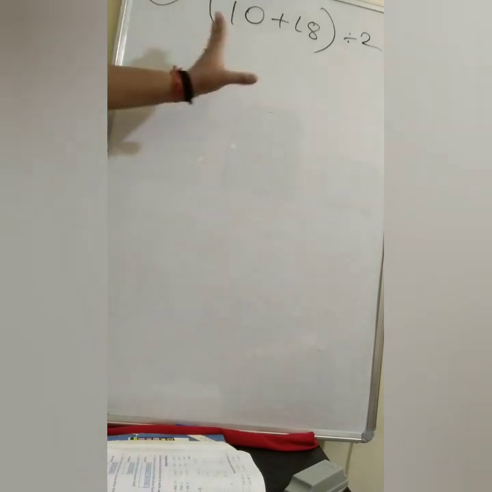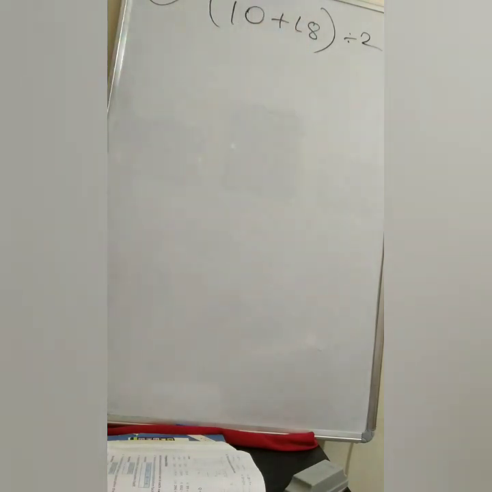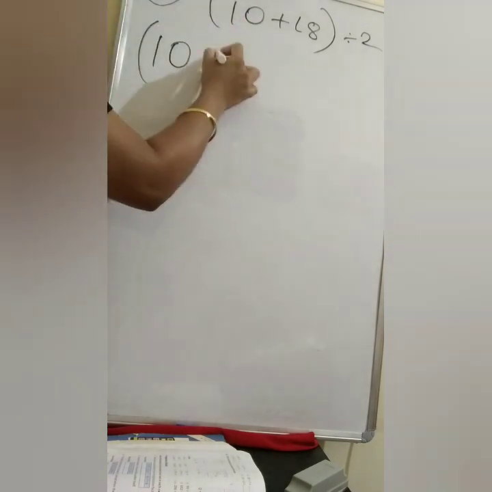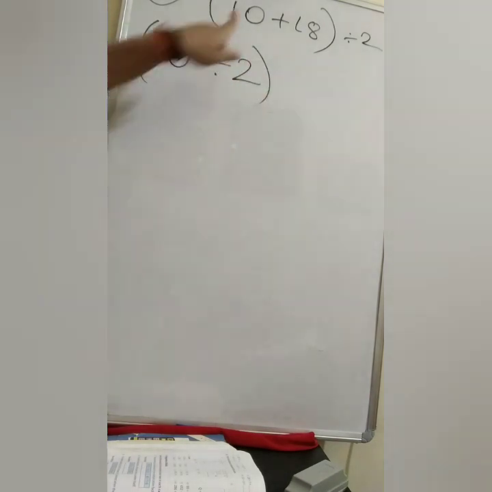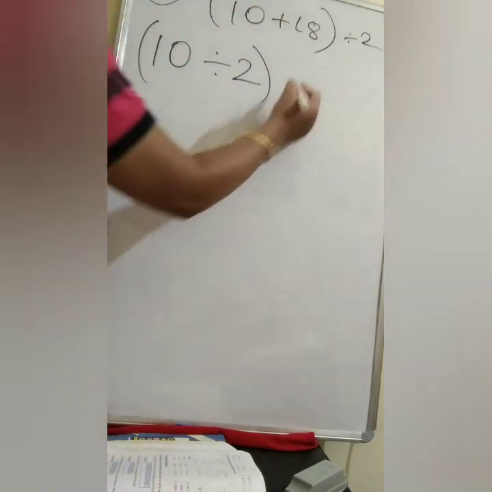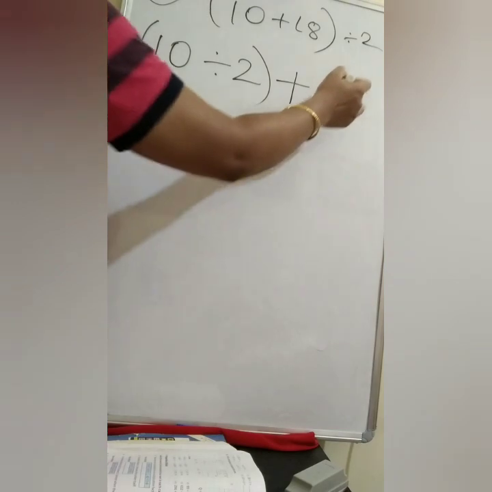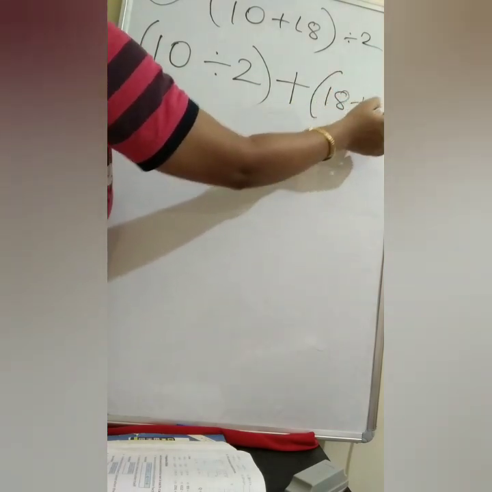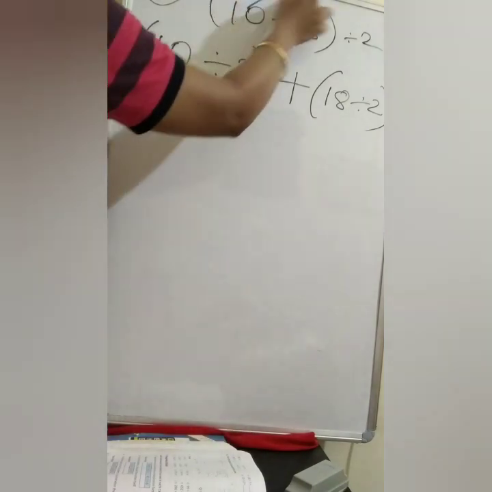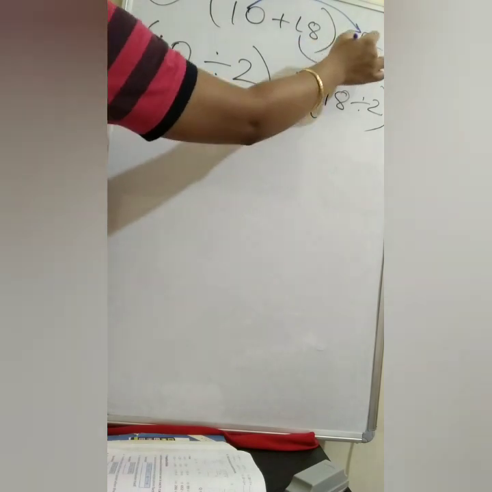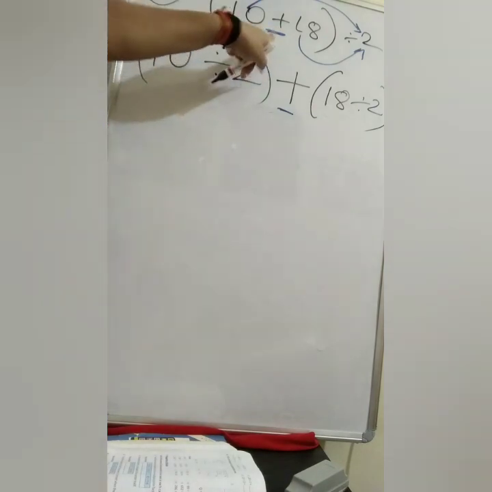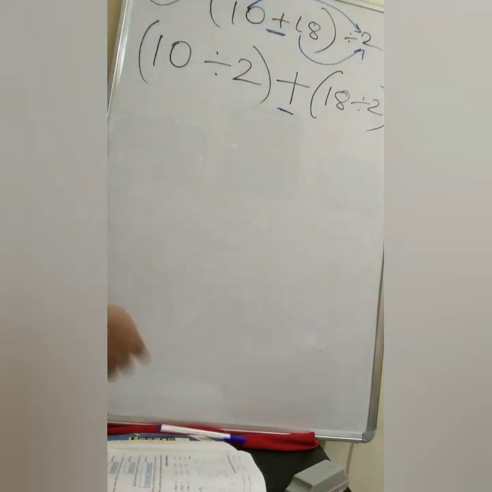Distributive means you have to distribute it. Clear? That means you are going to first divide 10 by 2. In between, what sign is there? Plus sign. That plus sign will come here as it is. And you are going to divide 18 by 2. First you divide 10 by 2, then you divide 18 by 2, and in between you put plus, because here also it was plus. And this is your distributive property over addition.